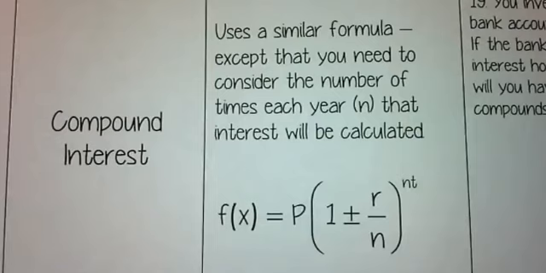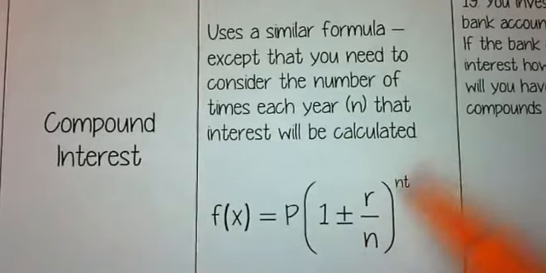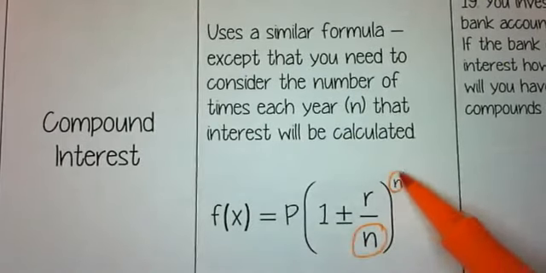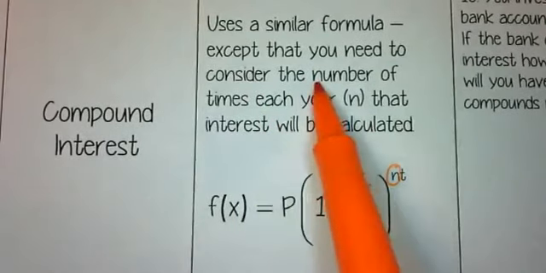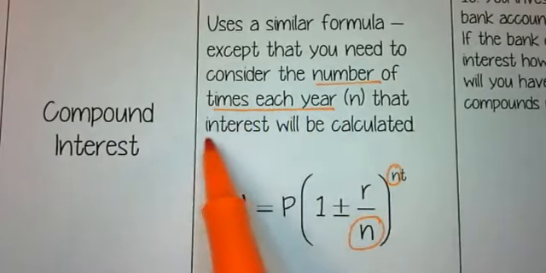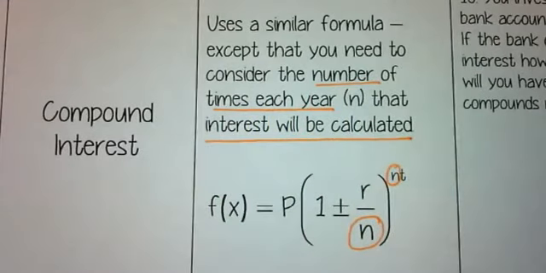It could be figured out weekly, which means that would happen 52 times a year. Quarterly would be 4 times a year. Monthly would be 12 times a year. Daily would be 365 times a year. So we basically use the same formula as growth and decay. The difference is that we have this value of n right here, and n is the number of times interest will be calculated.